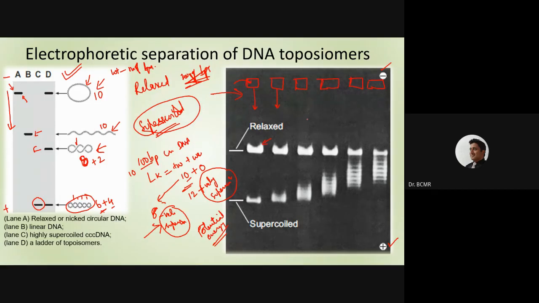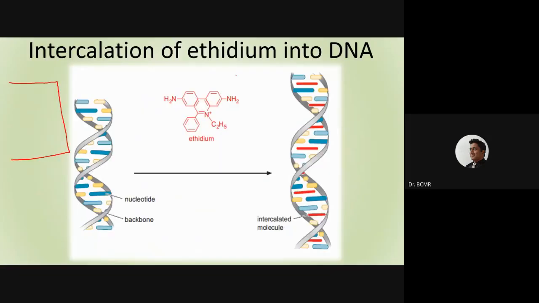So to visualize these, DNA is not visible. It's colorless when it is in aqueous solution, so you cannot make it out. To be able to visualize DNA, we use a molecule called ethidium bromide.